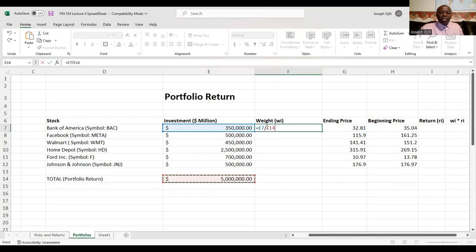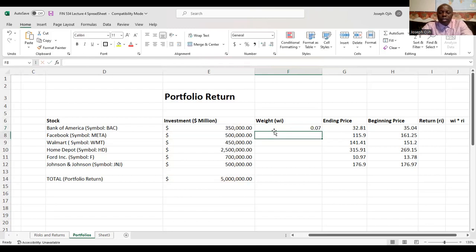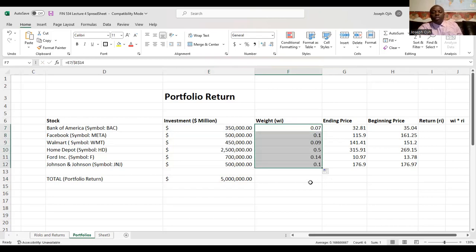So to make this thing stable, I'm gonna put dollar symbol here. Okay, so that each of them will be divided by 5 million. It will not start to change. All right. Enter. And then, as I copy it down, it will do the rest, all of them.